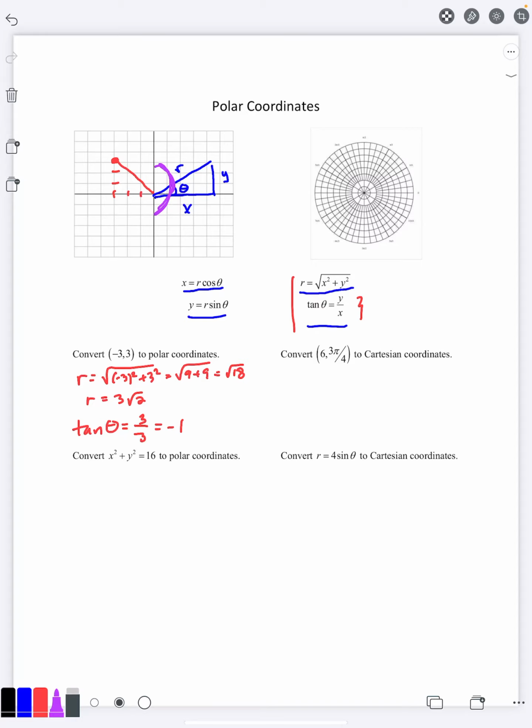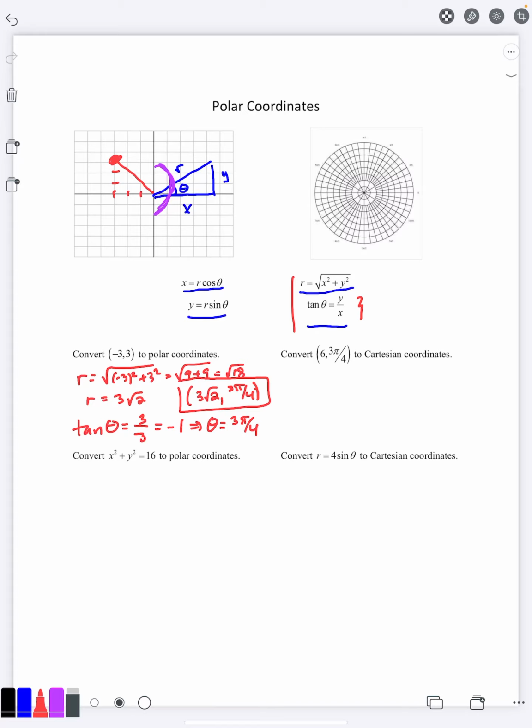However, if we look at the point -3, 3 over here, that's in quadrant 2. So you have to be careful. Anytime you have a point in quadrant 2 or quadrant 3, just doing inverse tangent is not going to be enough. But we can look at our triangle there, and we can see that theta is going to be 3 pi over 4. And so the point in polar coordinates would be r is 3 root 2, and the angle is 3 pi over 4. So that is our way of describing that point there.